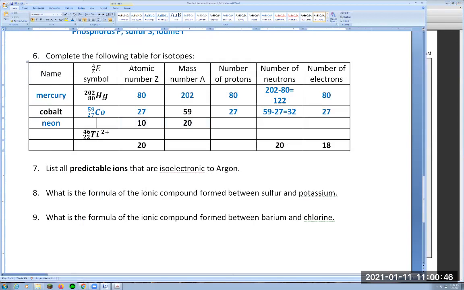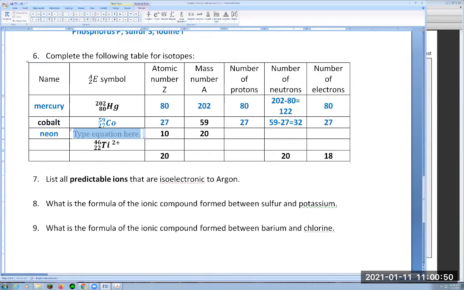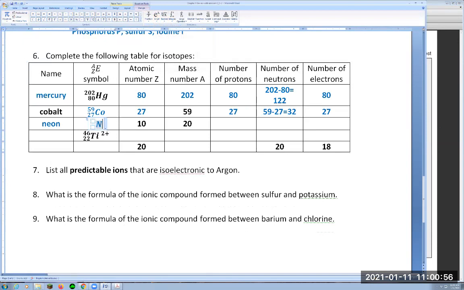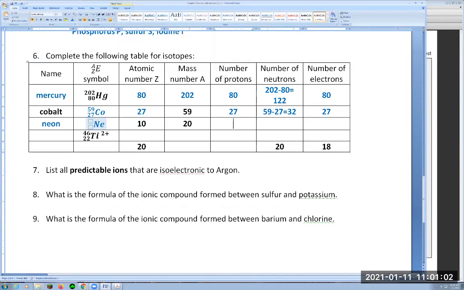That's the symbol, neon. So let me insert an equation first. So neon. Okay. The atomic number is also the number of protons. So you can write 10 protons here. And nothing indicates that it's an ion. So it's also 10 electrons.